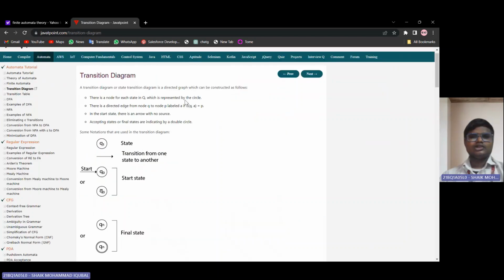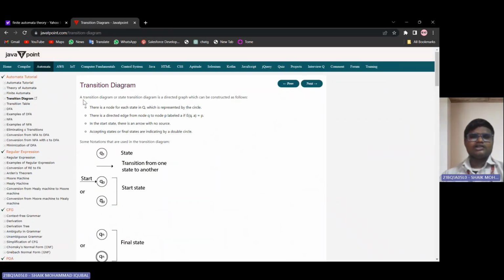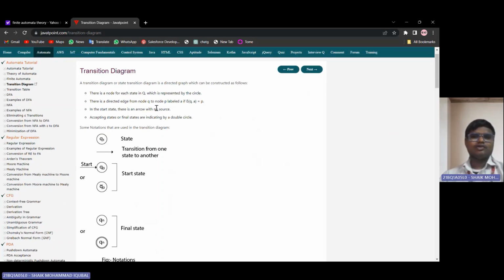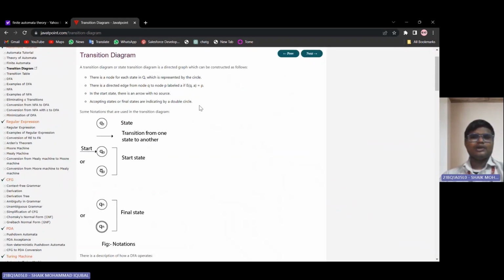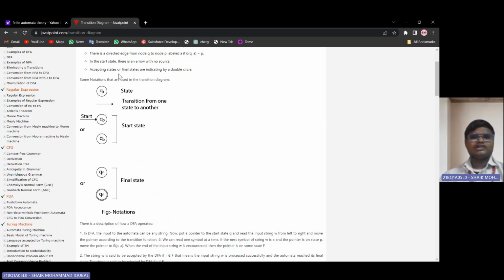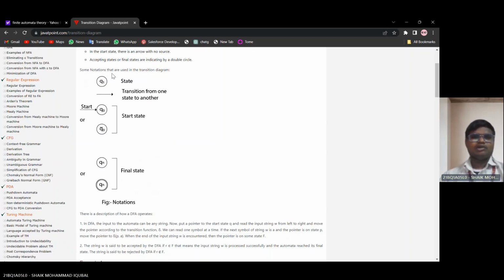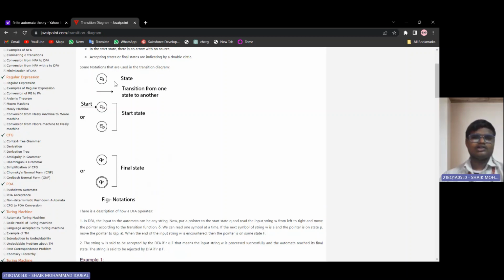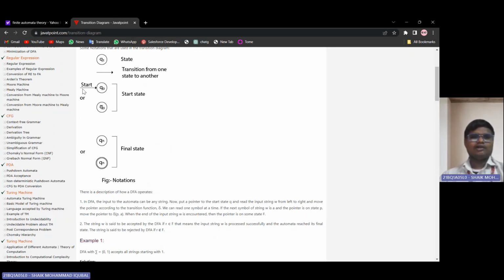A node for each state in Q, which is represented by the circle. A transition diagram or state transition diagram is a directed graph which can be constructed as follows. There is a node for each state in Q, which is represented by the circle. There is a directed edge from node Q to node P labeled as a, if the transition function of Q comma a is equal to P. For the start state, there is an arrow with no source. Accepting states or final states are indicated by a double circle. Some notations that are used in the transition diagram are Q1, state transition from one state to another. And here we indicate the start state using the arrow symbol pointing to the Q0.